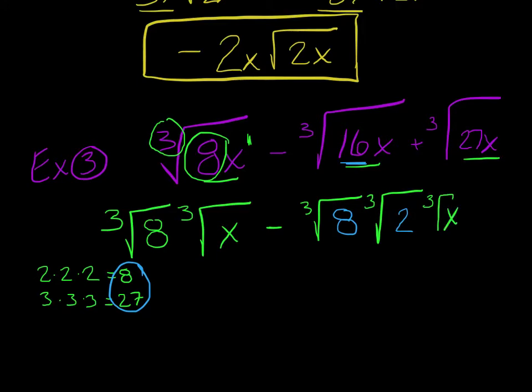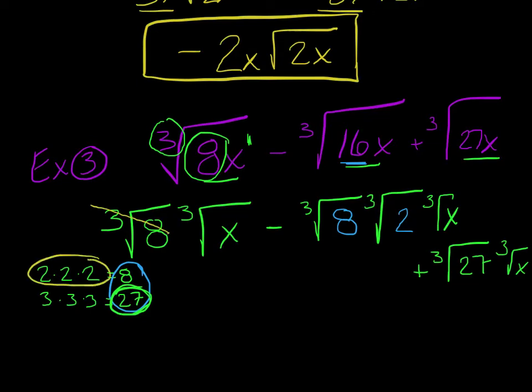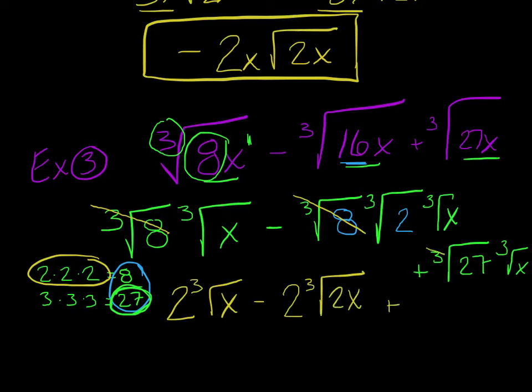And lastly, I'll put my third one here. 27, notice it is a perfect cube. So I'm going to leave that as the cubed root of 27. And the cubed root of x. Alright, so as I clean these up, cubed root of 8 is perfect. That was the number 2. Cubed root of x. Minus this cubed root of 8, again, is 2. And I'm left with the cubed root of 2x. Plus the cubed root of 27 is 3. And I have the cubed root of x.